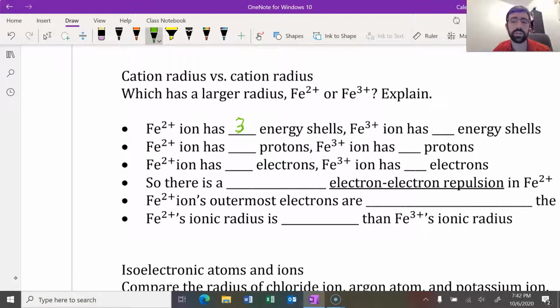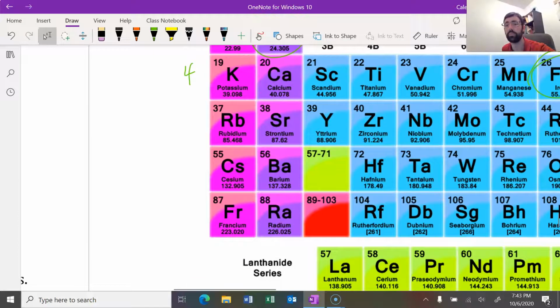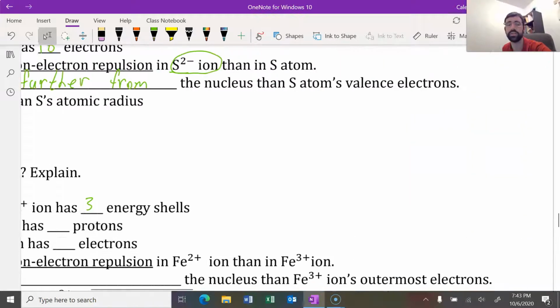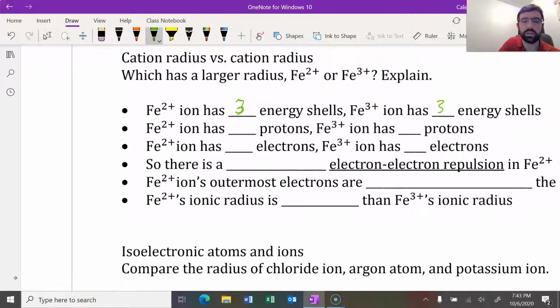Fe3+ also only has 3 energy shells. So the Fe2+ ion has how many protons? Let's find it. The number of protons, remember, is just based on the atomic number, so that's 26 protons for both of them. 26 and 26.